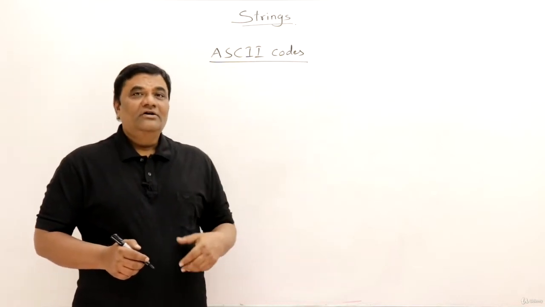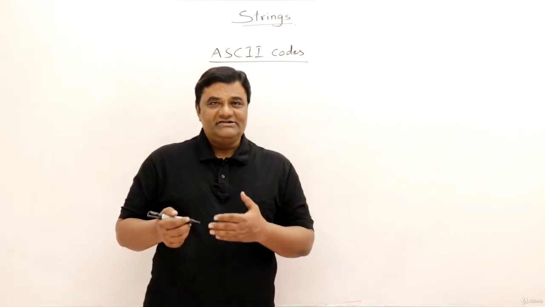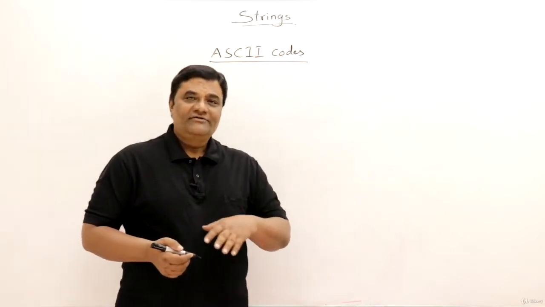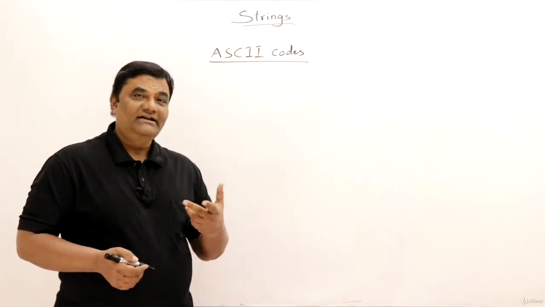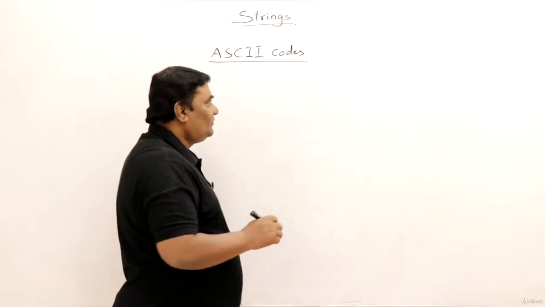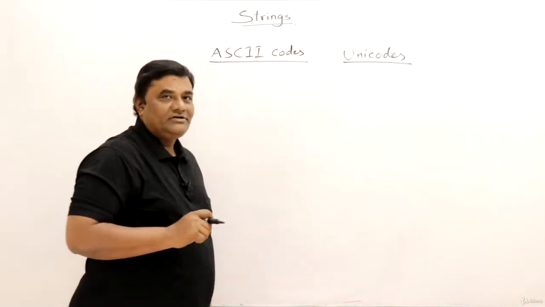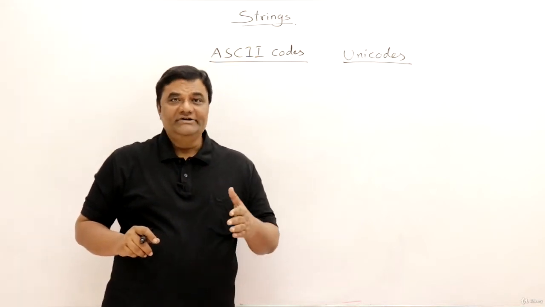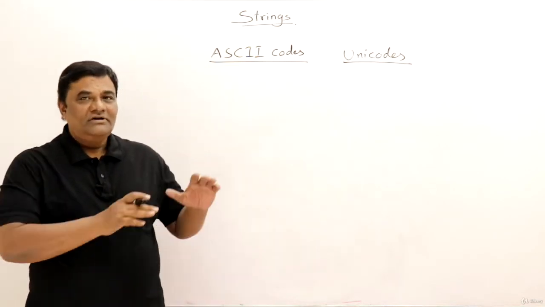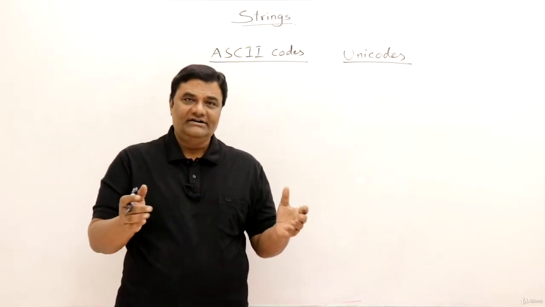And moreover, for other natural languages like Chinese, Japanese or Hindi, for various other natural languages, the codes are defined, and those are ISO standard codes, and those codes are called Unicodes. So we will be learning about ASCII codes first, then I will explain a little bit about Unicode also. So ASCII codes are for the English language. Now how are the codes defined?